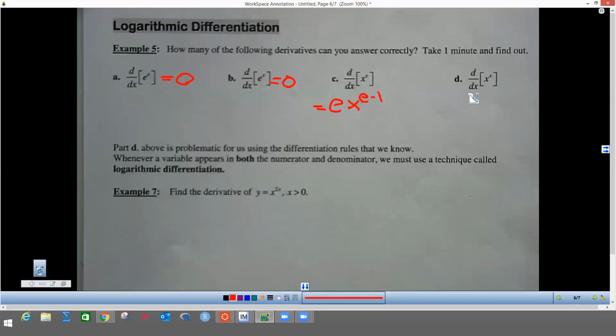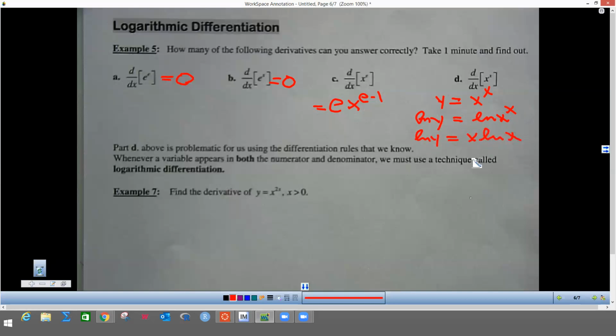And now this one's a crazy hard one. So if you look at part D above, it's problematic because of the differentiation rules we know. So whenever you have a variable to a variable, and I'm going to give you a hint, you better know how to do this for the test. When you have a problem that looks like this, you're going to let y equal that deal right there. And because we can't really do an x to the x power, we want to get this x out of the top. So to do that, we would take the natural log of both sides. And then what we're allowed to do by natural log rules is we can move that x to in front of the natural log over here.